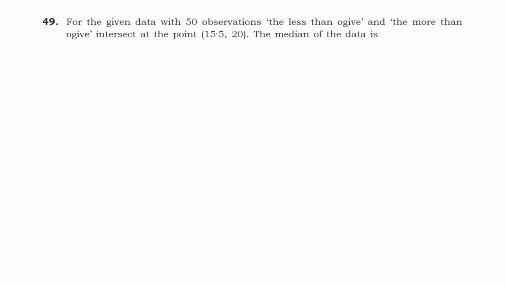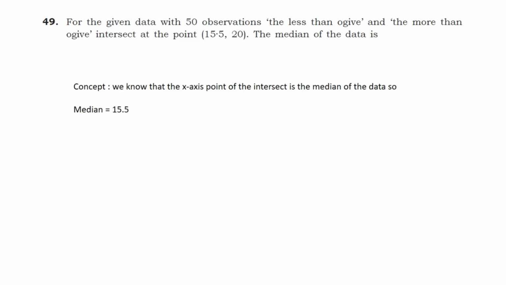49th question, for the given data with 50 observations, the less than ogive and the more than ogive intersect at the point 15.5, 20. The median of the data is. The concept is that the x-axis point of the intersection is the median of the data. The intersection gives 15.5, 20. Here the x-axis point is 15.5. So median is 15.5, right?